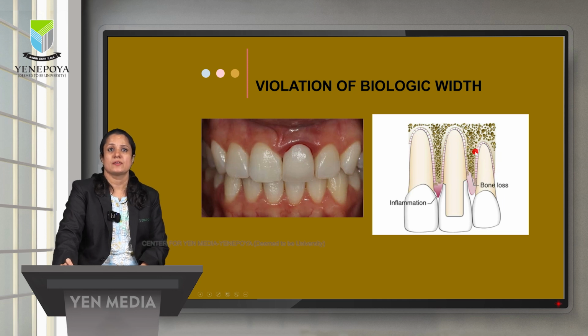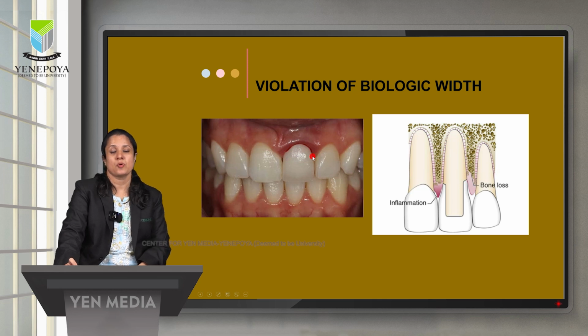So, what happens when there is a violation of biological width? When the crown margins are placed in such a way that it encroaches the biological width, there are some soft tissue reactions we can expect. Here we can see that the gingiva is erythematous, it has a glazy appearance with loss of stippling, and it has an edematous appearance, and there are certain other inflammatory changes you can notice, like there is bleeding near the gingival margins.